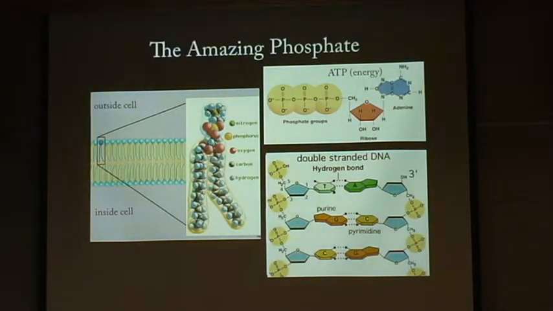So, cool stuff. I always thought phosphate is a really cool molecule, and I feel lucky that I stumbled my way into having my entire thesis work be about that molecule.